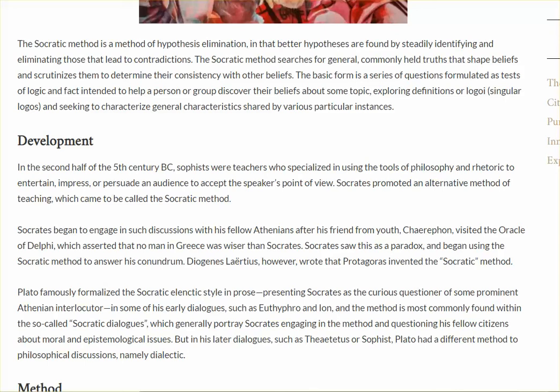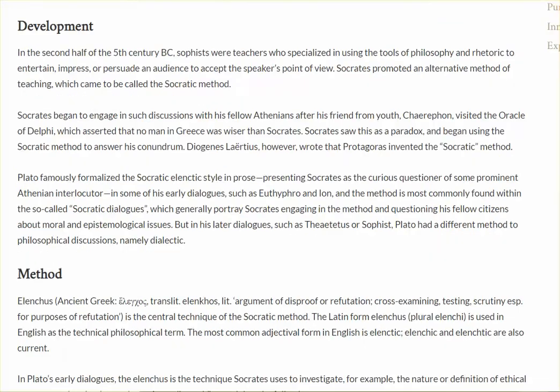Okay, so when this method actually developed, in the 5th century there were two schools of thought. One we call the Sophists. They were teachers who specialized in using the tools of philosophy and rhetoric, but we call it more rhetoric, to entertain, impress, or persuade an audience to accept the speaker's point of view. They persuaded or insisted that an audience accept the speaker's point of view.